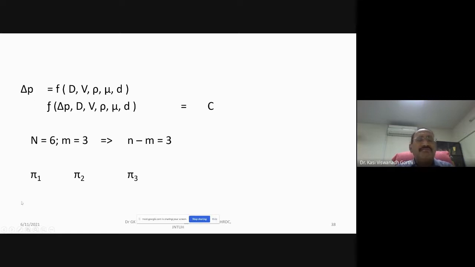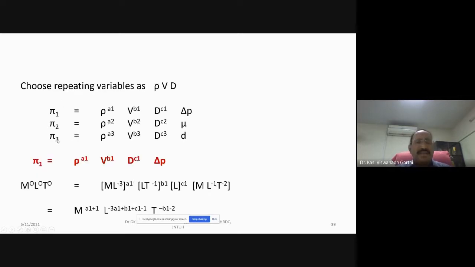The functional relationship will be f of pi 1 comma pi 2 comma pi 3 is equal to a dimensionless constant C1. So you need to formulate pi 1, solve for pi 1, formulate pi 2, solve for pi 2, and formulate pi 3, solve for pi 3. So choose the repeating variables rho, v, d, multiplied with one of the remaining variables delta P, mu, and D. They are raised to the powers a1, b1, c1, a2, b2, c2, a3, b3, c3. So pi 1 will be equal to rho to the power a1, v to the power b1, d to the power c1 into delta P. Write the dimensional formula. Solve for pi 1.